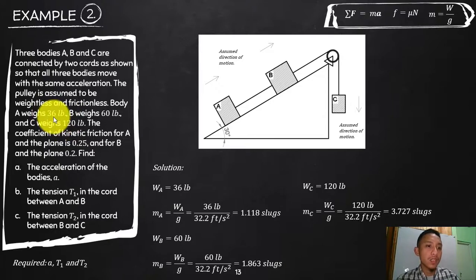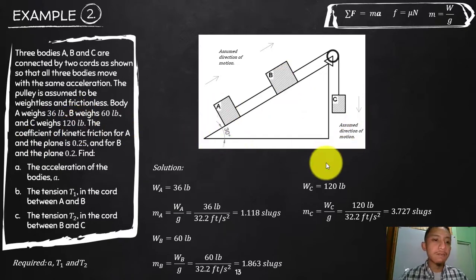But it says there weighs. So you need to know what is the mass and weight. So this is a force already. The given for A is a force already, and of course that will be the same for the rest. So B there is 60 pounds and C is 120 pounds. Okay, so you have already the weights of these three boxes.